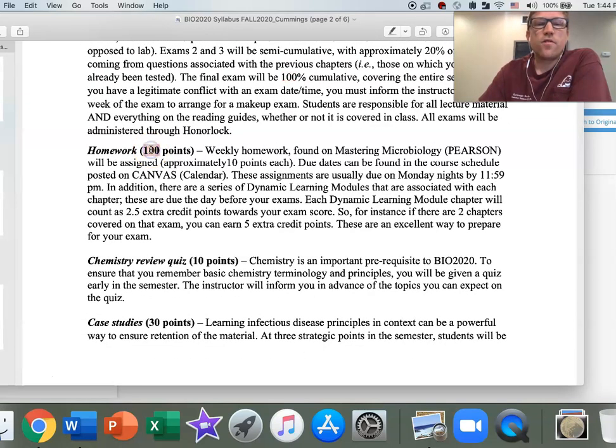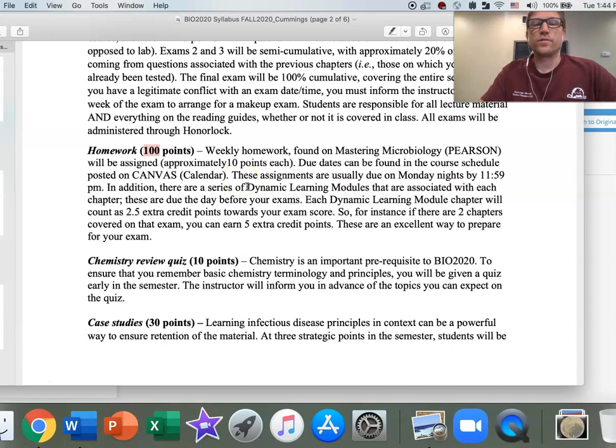Homework, there's going to be a set of homework problems set up through Mastering Microbiology. That's why you have to buy that access code. In the end, they all add up to 100 points. They're not exactly 10 points each, depends on how many questions we chose for each one, etc. But we worked hard to get that all in place.